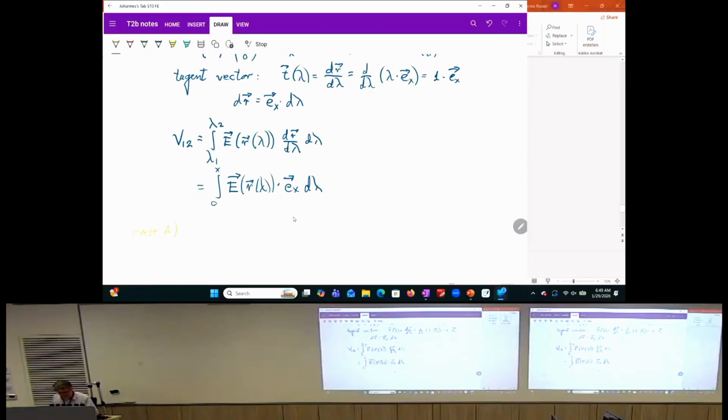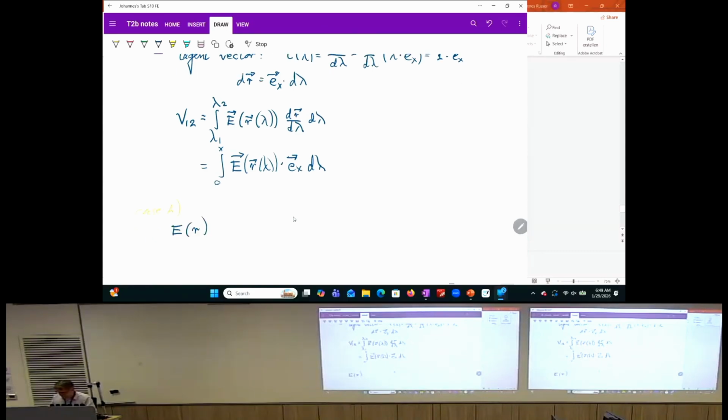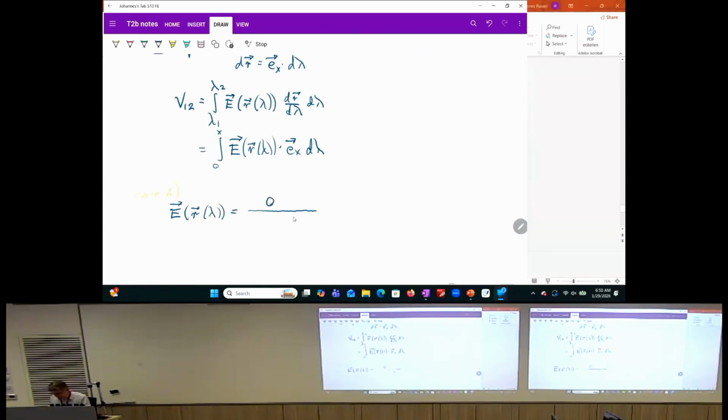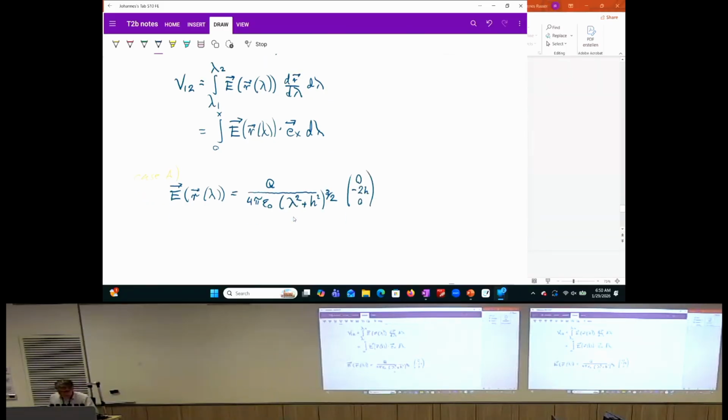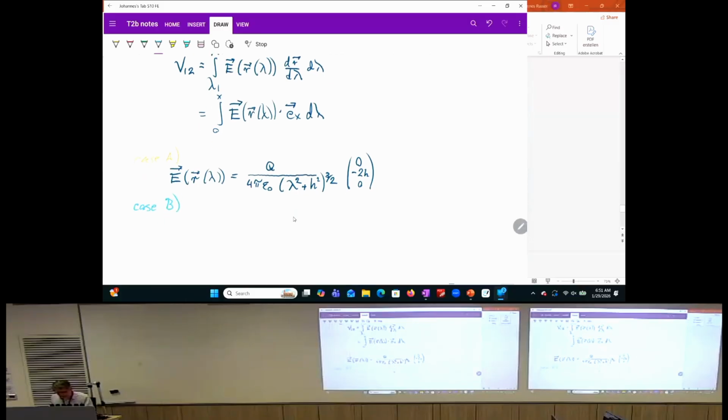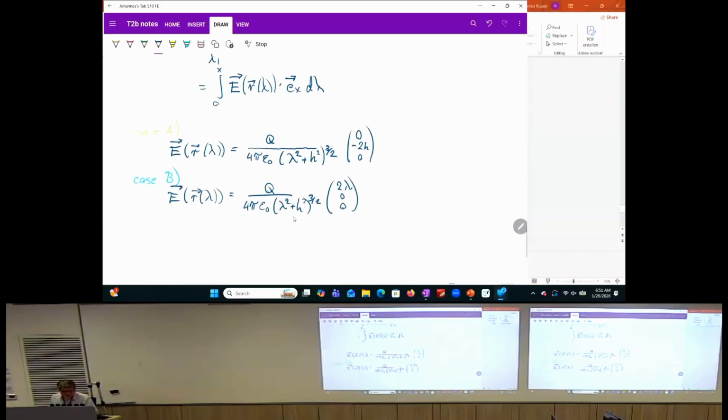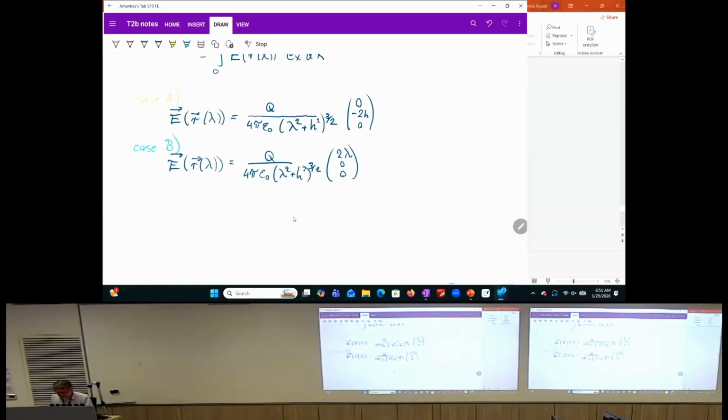So we can now look at the separate cases. Case A is where we have the dislike charges. The field on the x-axis was q over 4 pi epsilon naught. And for case B in one setup, that's the case when we have the like charges. Then we have the formula for the electric field, q q over 4 pi epsilon naught times lambda square plus h square to the power of 3/2, times 2 lambda, 0, 0, only an x component.